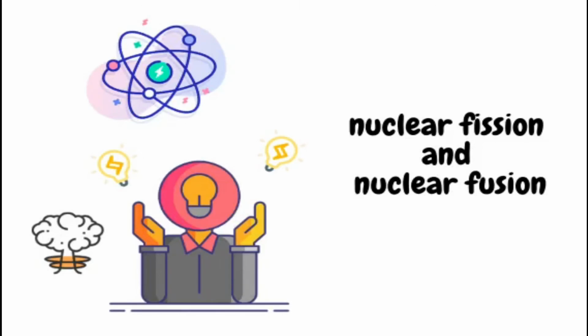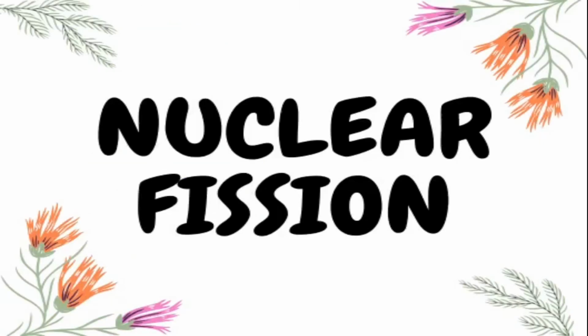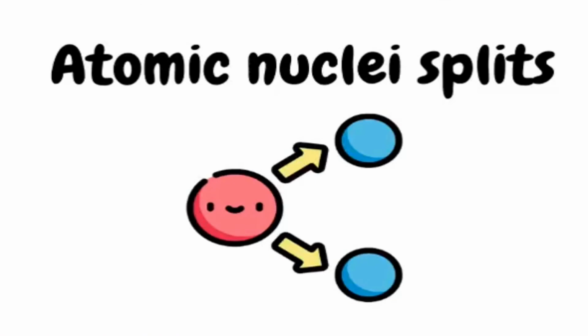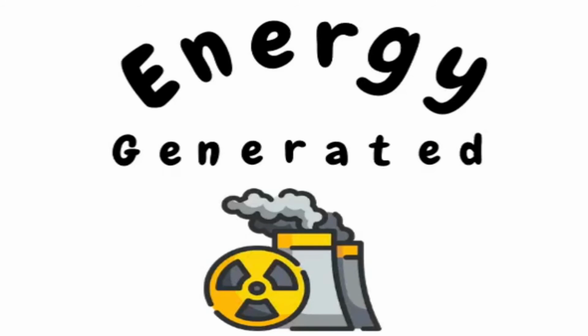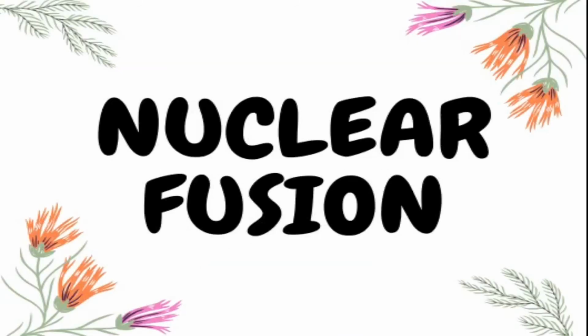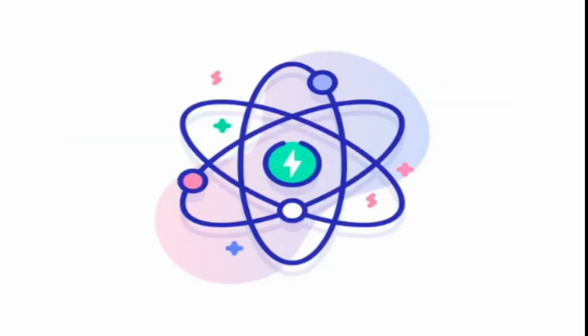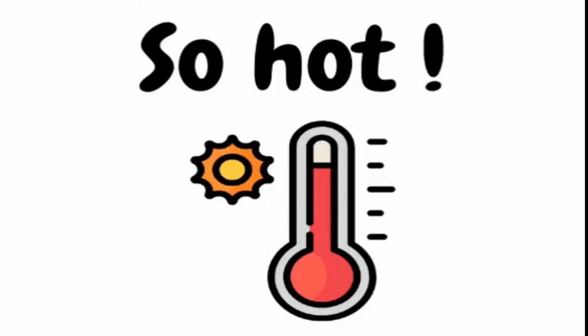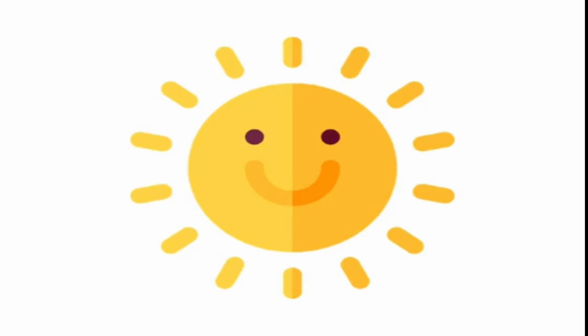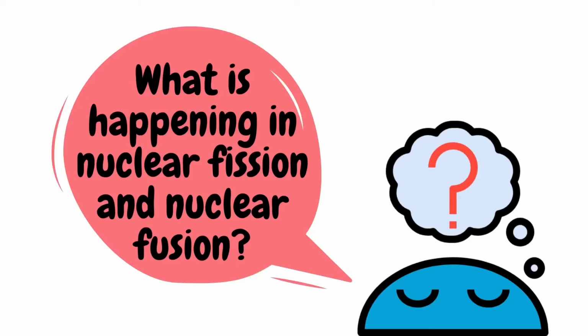Have you heard of nuclear fission and nuclear fusion before? Well, nuclear fission means the splitting of atomic nuclei. This is the process by which energy is generated in nuclear power plants. Meanwhile, nuclear fusion is exactly the other way around. Nuclear fusion is when two low-mass nuclei combine or fuse to form a more massive nucleus. Fusion reactions require extremely high temperatures. So here's a fact: one of the examples of fusion reactions occurs in the sun. Maybe you guys have been wondering what exactly happens in these two processes.